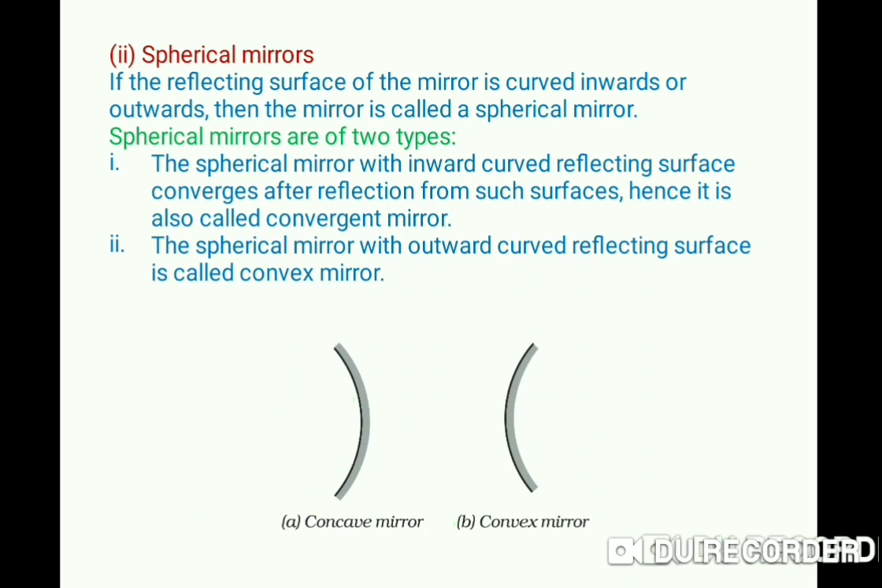Now the second is the convex mirror. If the spherical mirror has an outward reflecting surface, see this surface is what? Reflecting surface. And this is what? Outward reflecting surface. Polish is to be done inward. So it is said to be what? Convex mirror.